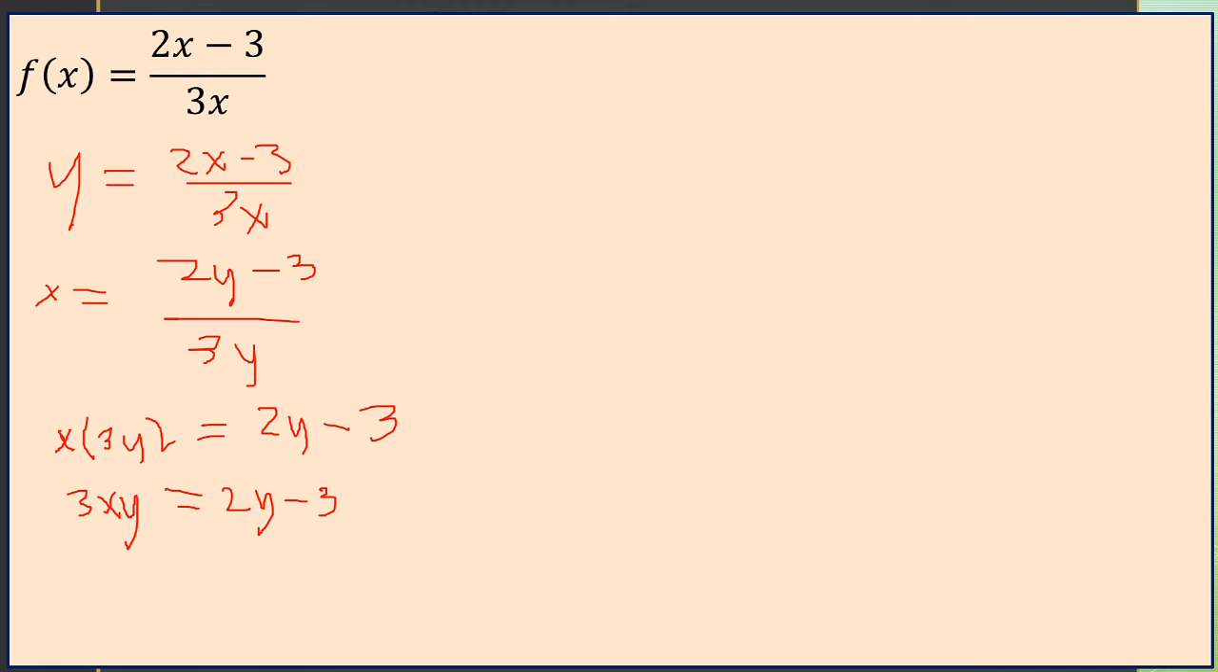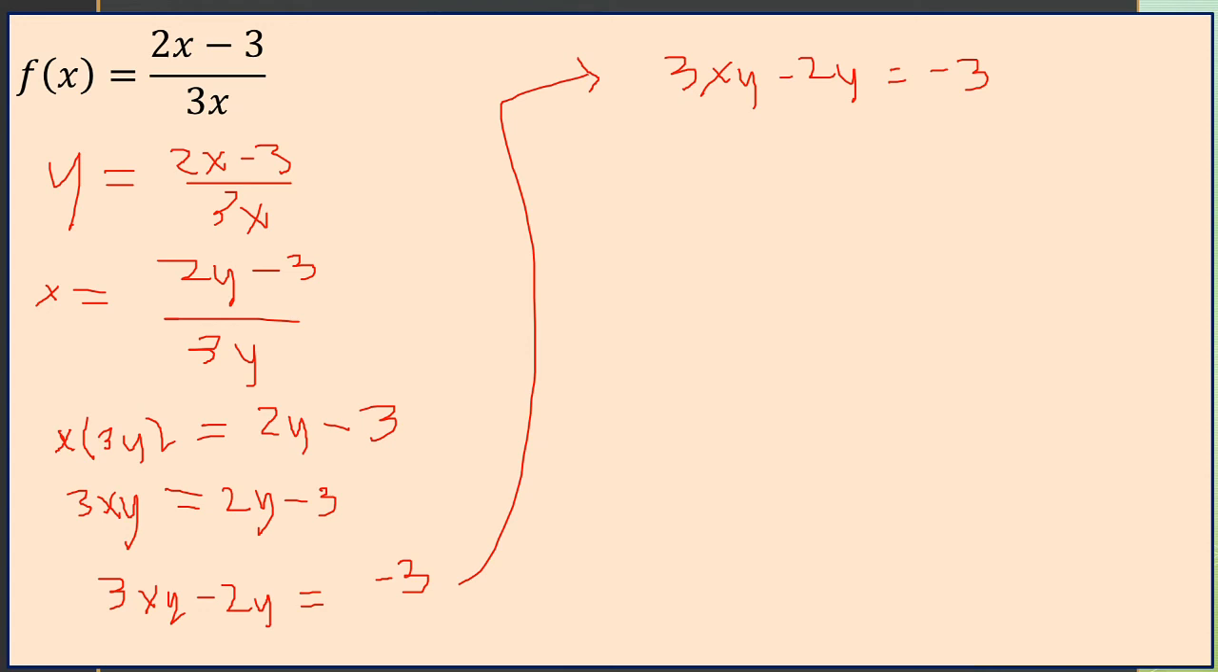And then i-regroup natin yan. So we have 3xy minus 2y is equal to negative 3. Ni-group lang natin siya. Yung 2y dito, naging negative 2y. And then, therefore, we have to factor out 3xy minus 2y. So we have y, the quantity 3x minus 2, equal to negative 3.